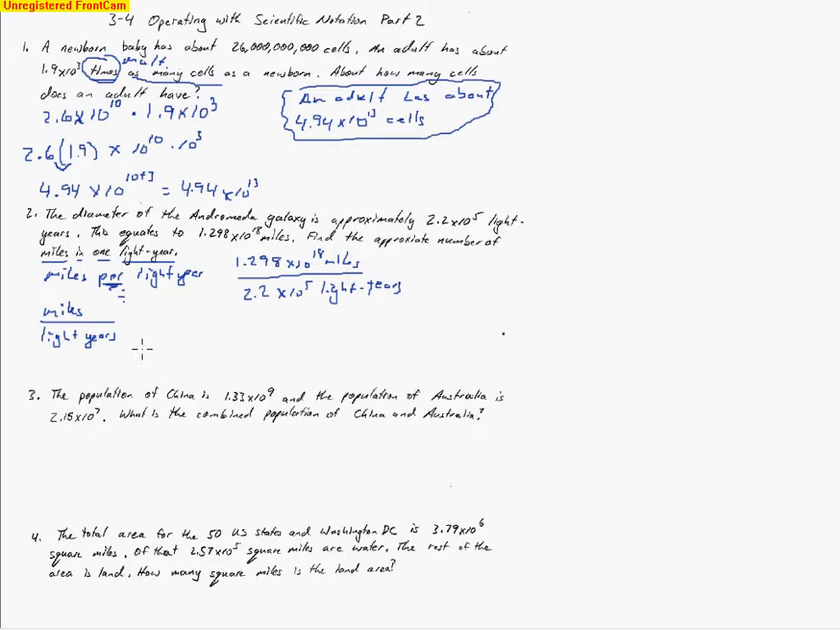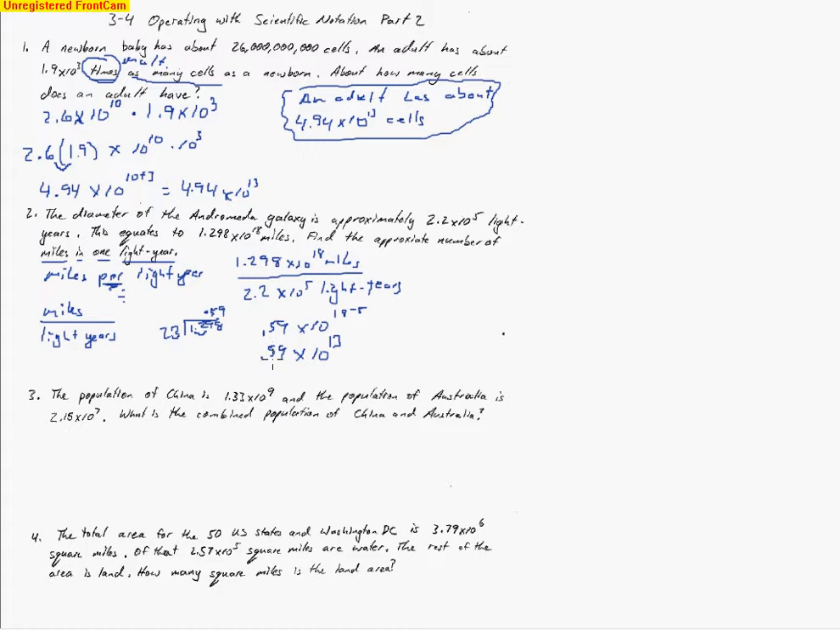I'm going to set up the division this way: 2.2 into 1.298. Remember, the decimal point moves over, and the decimal point goes up, and it ends up being 0.59. So we've got 0.59 times 10, then we have to subtract the exponents, 18 minus 5, because we've got the division there. So we'll rewrite it as 0.59 times 10 to the 13th power.